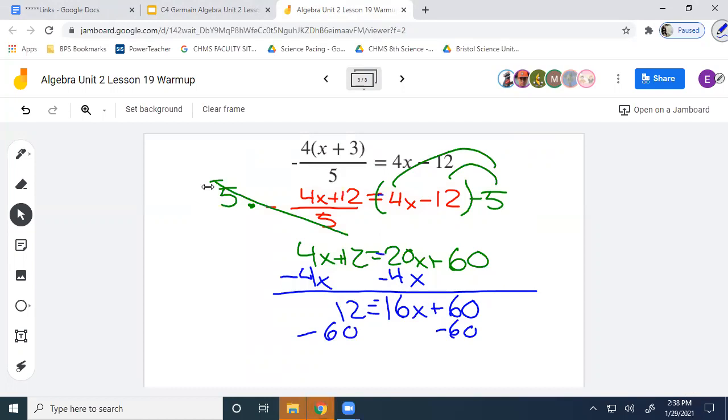Negative, negative, negative. 12 minus 60 is a negative 48. Very good. Negative 48. That was my attempt at slow-mo. It was bad. Equals negative 16x. Getting my x by itself, I have to divide by negative 16.